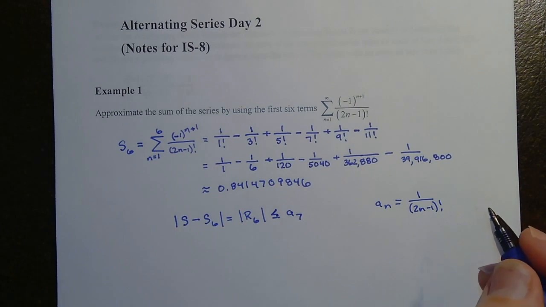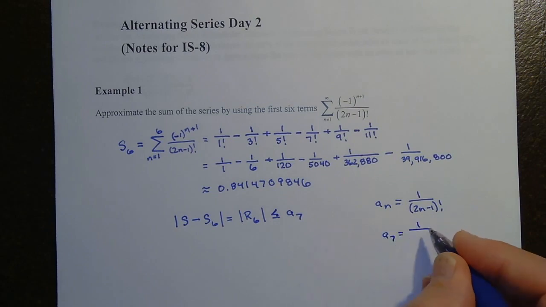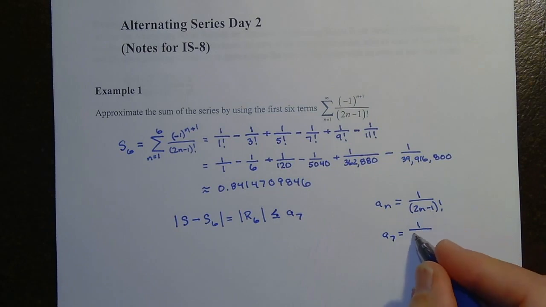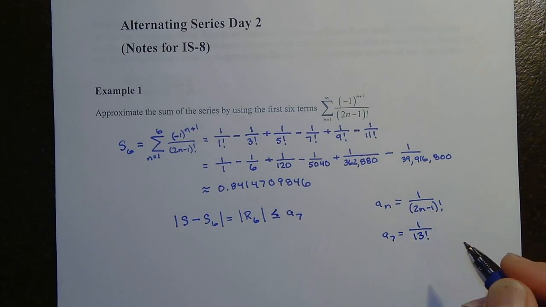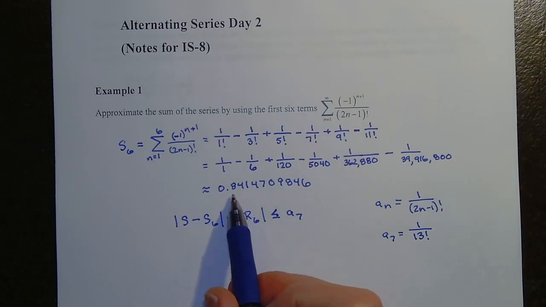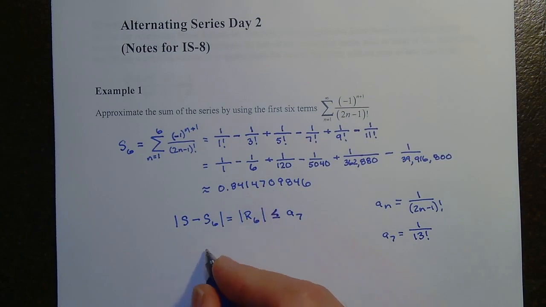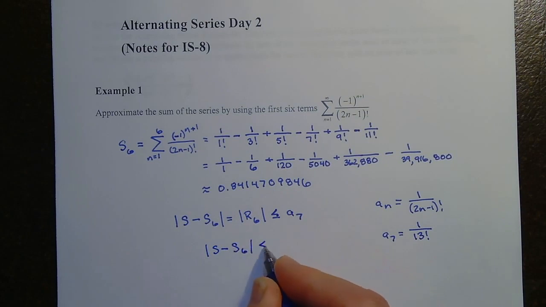Now what is a sub 7 in this case? A sub 7 would be 1 over 14 minus 1 factorial, so this would be 1 over 13 factorial. So this is what we got for our first 6 terms, right? That means the absolute value of the sum minus the sum of the first 6 terms has to be less than or equal to 1 over 13 factorial.